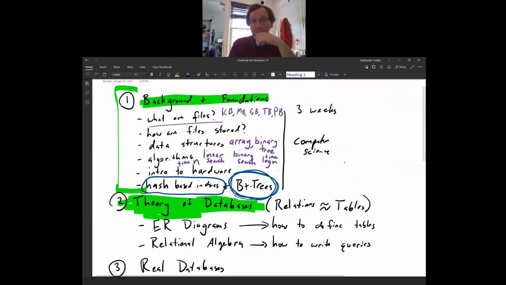Okay, so we're basically done with the first third of the course, which is on background and foundations. This is understanding what files are. From a theoretical perspective, it's just some sequence of ones and zeros that can be interpreted in some way. That's called an application that interprets them. They can also be stored physically on hardware.